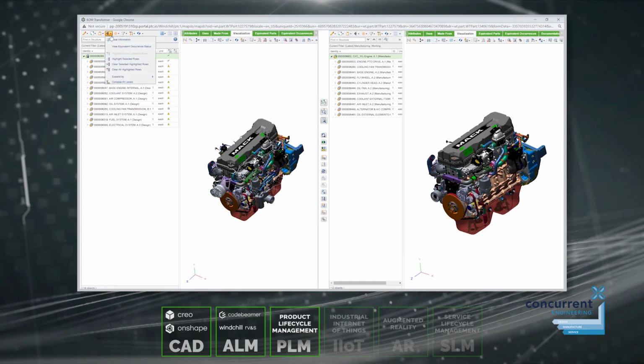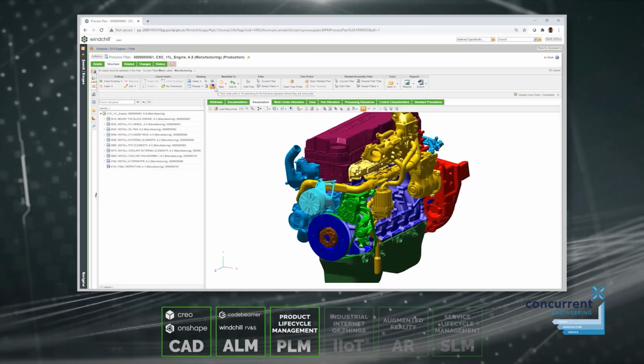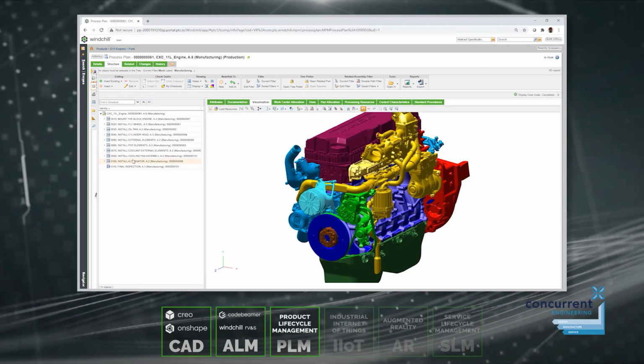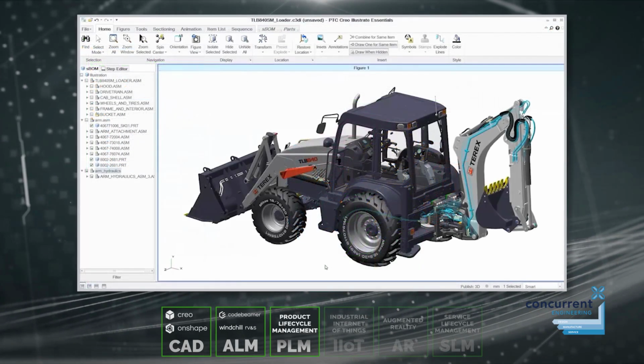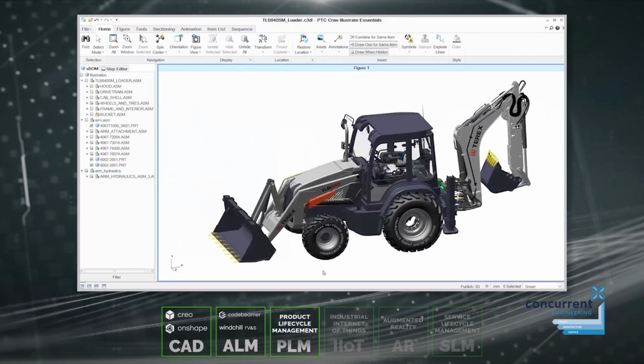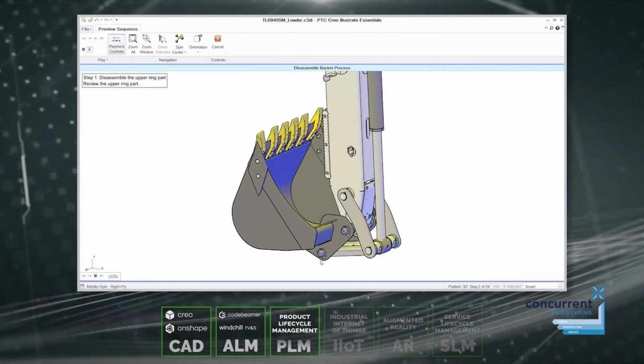Stakeholders in manufacturing can create their own views of the Bills of Materials, or MBOM, and author configuration-specific process plans and work instructions. The service team's view of the BOM, or the SBOM, includes all the information required to service the product throughout its useful life, from service parts to disassembly and reassembly instructions.